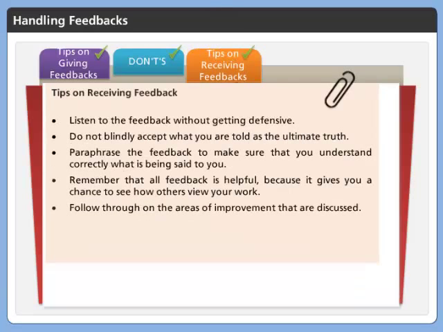Tips on receiving feedback. Listen to the feedback without getting defensive. Do not blindly accept what you are told as the ultimate truth. Paraphrase the feedback to make sure that you understand correctly what is being said to you. Remember that all feedback is helpful because it gives you a chance to see how others view your work. Follow through on the areas of improvement that are discussed.